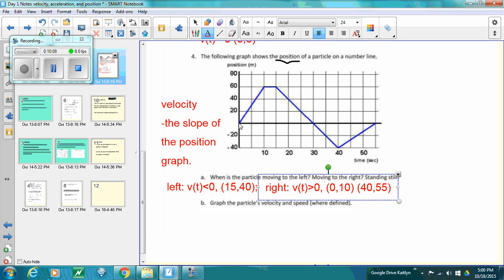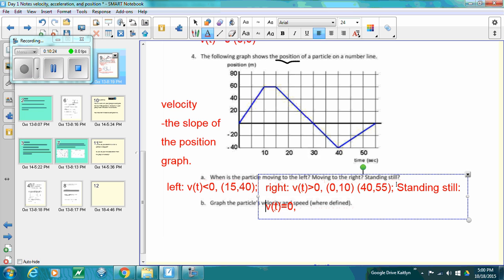Okay, and again, I'm looking at the t values to determine the intervals. And then it says when is it standing still, and that would be when v of t is equal to 0. So that's when the slope is 0. And that would be any time, if we look here, from 10 until we get to 15, because the slope is 0.